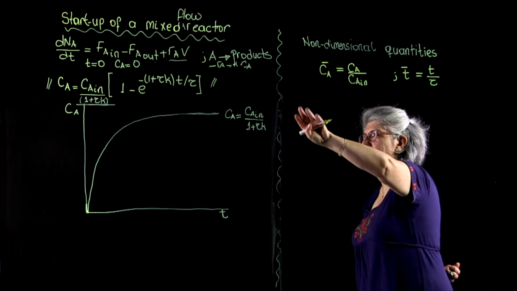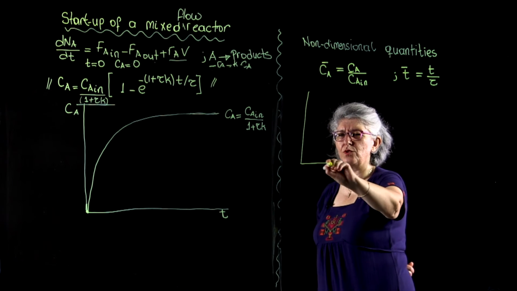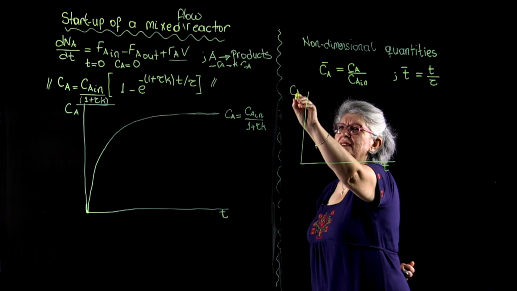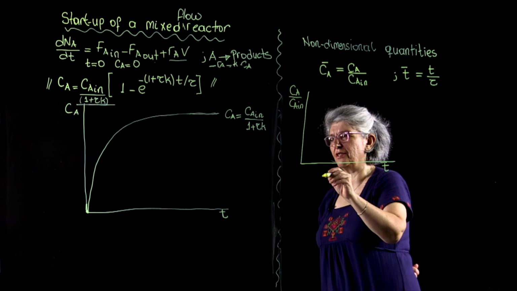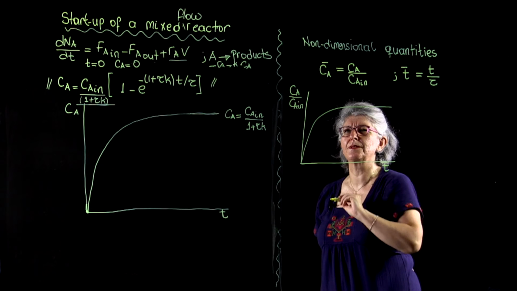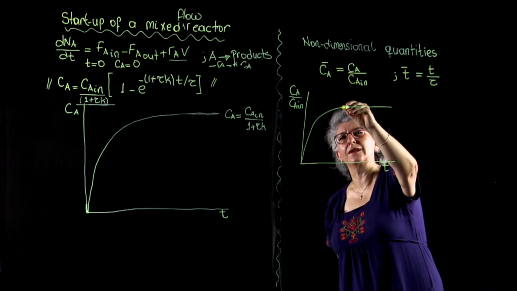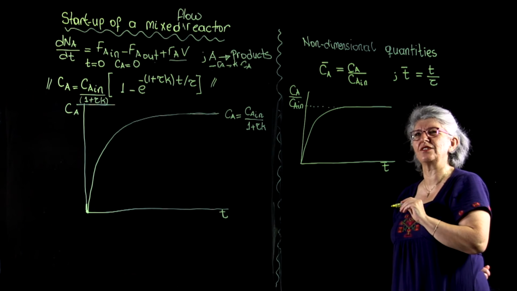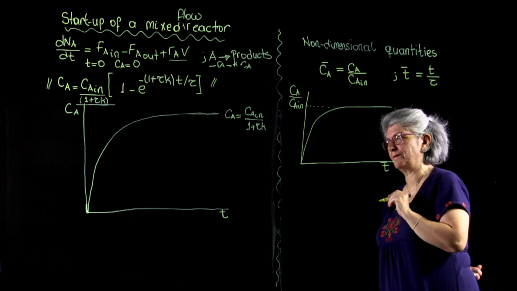Now, this behavior that I'm going to redraw on a smaller diagram, the behavior will be identical, but the prediction will be universal. Okay? So here the system converges to the steady state concentration given that the reactor has this space-time.